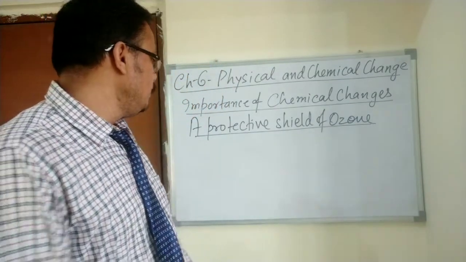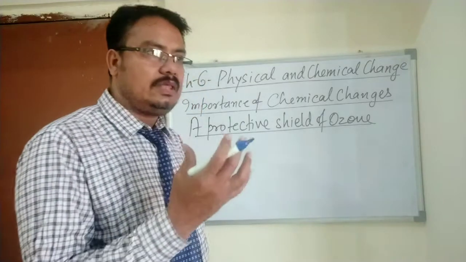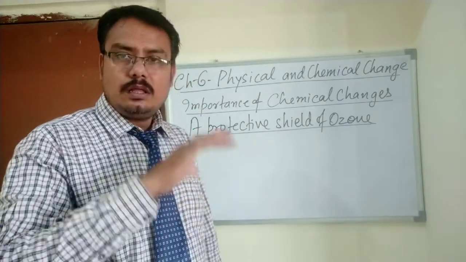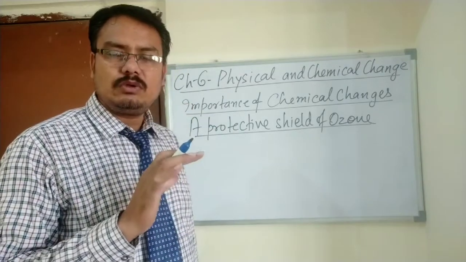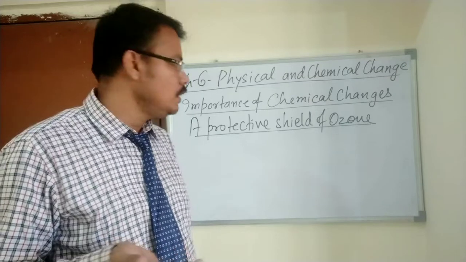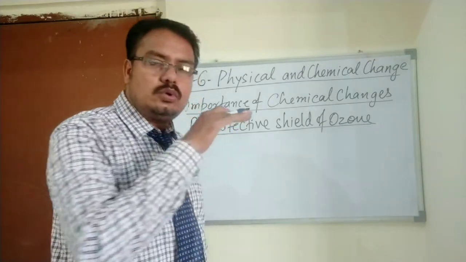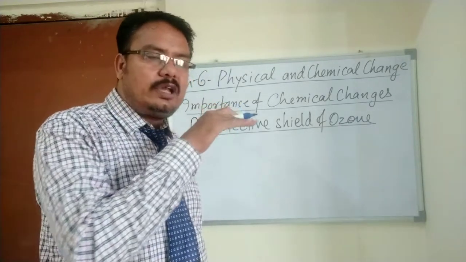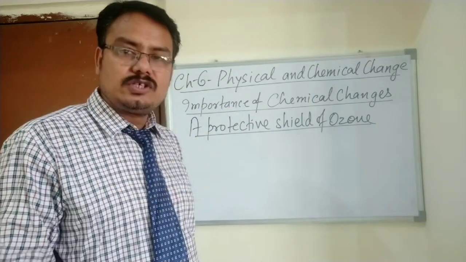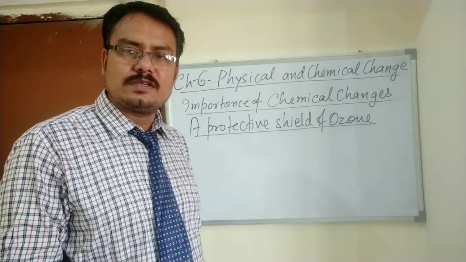Protective means the thing that guards, protects, and shield means a kind of, you can say in Hindi, kavach, suraksha kavach. So ozone is a protective shield, suraksha kavach, for the living creatures living on the earth's surface.